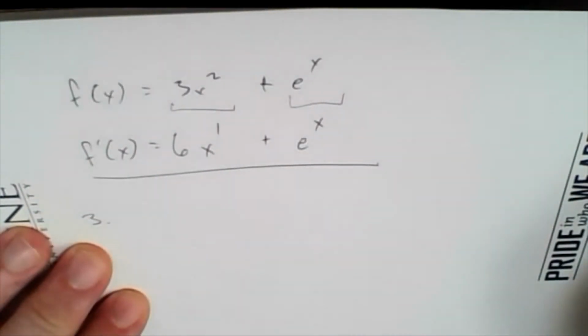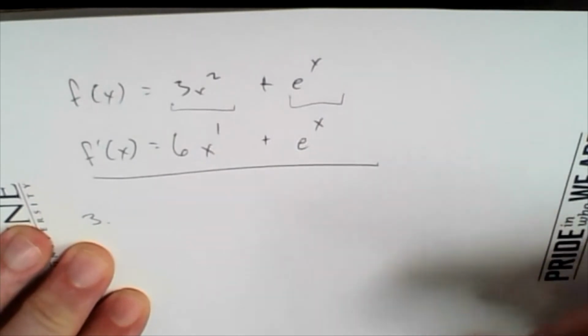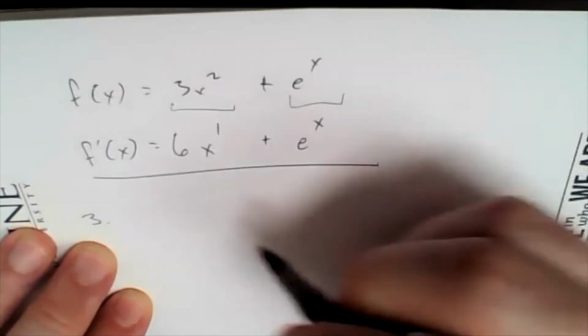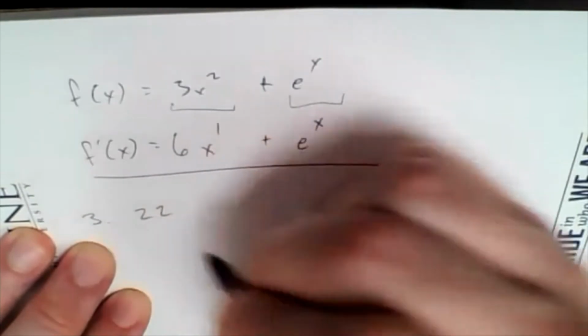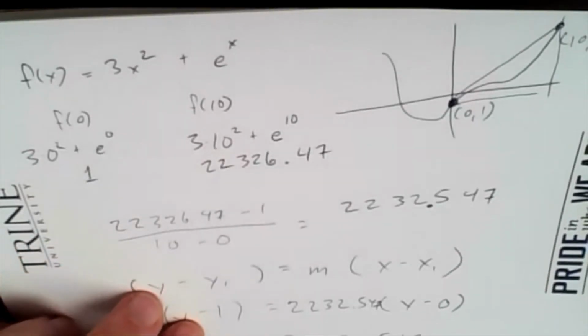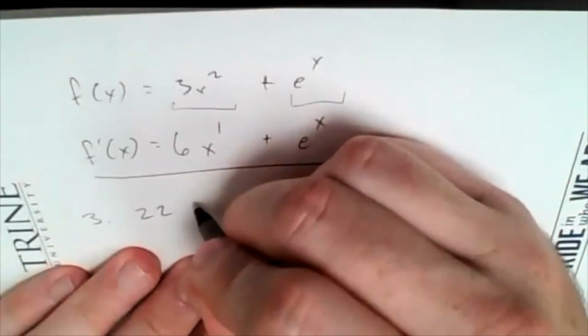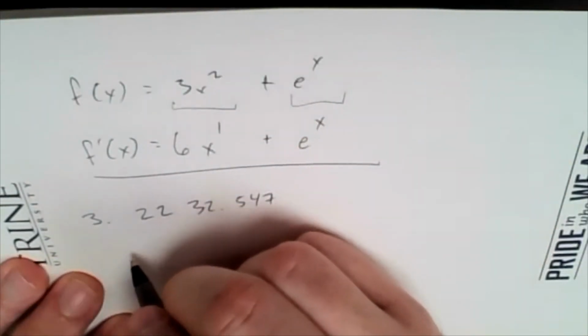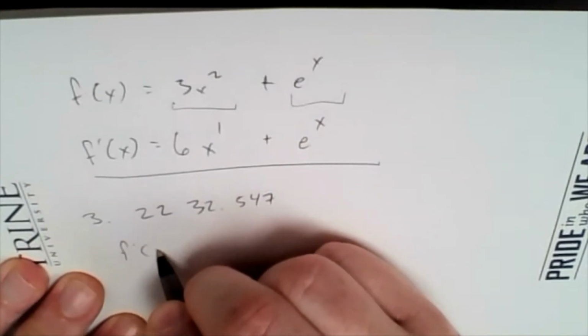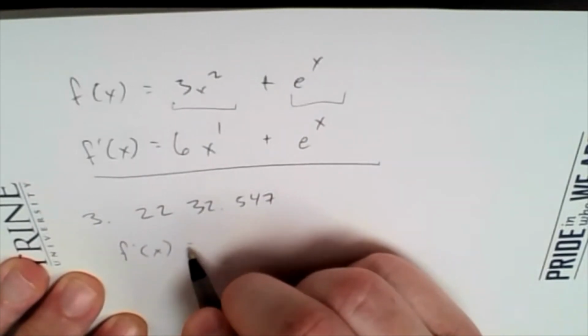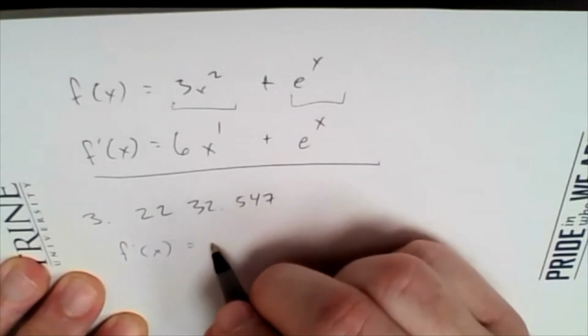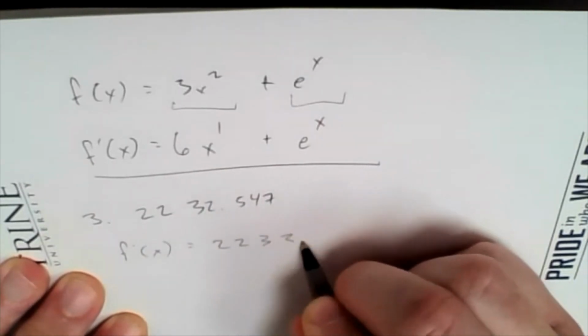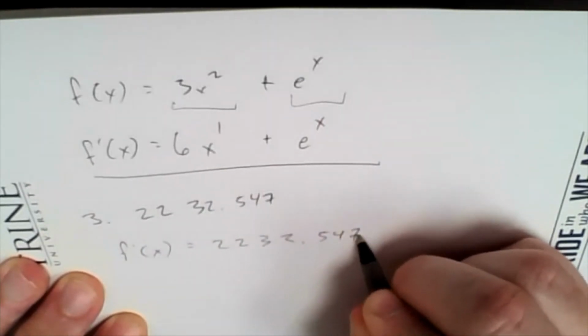For part 3, we're going to take the slope from part 1. That was 2200 and change, 2232.547. And we want to solve what value of x has f prime of x equals 2232.547.